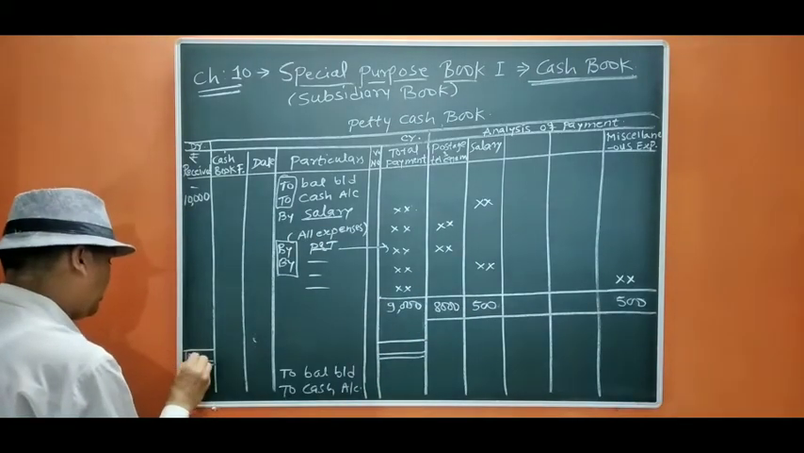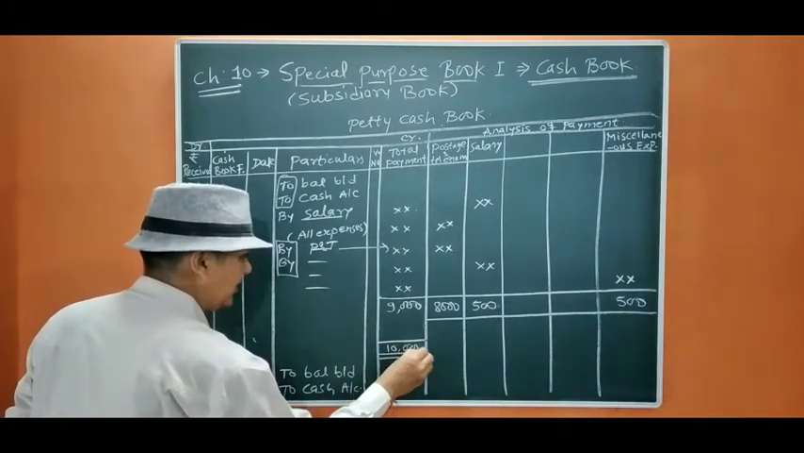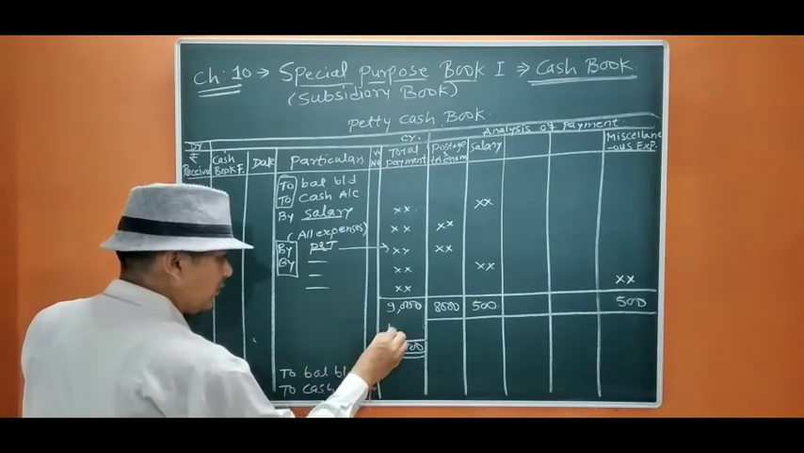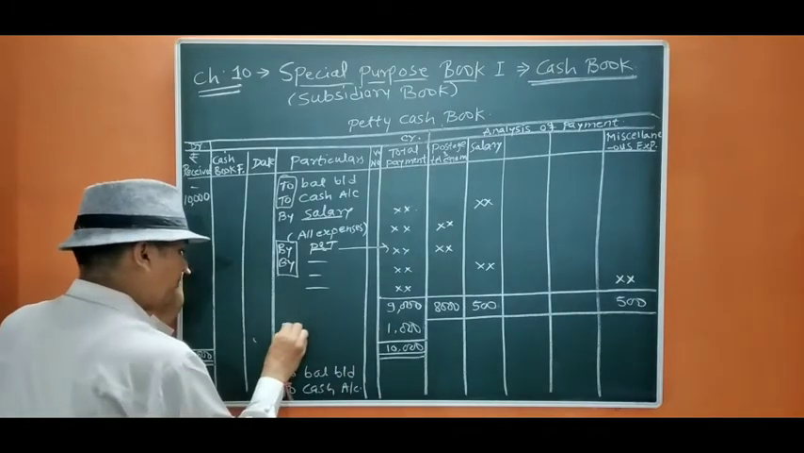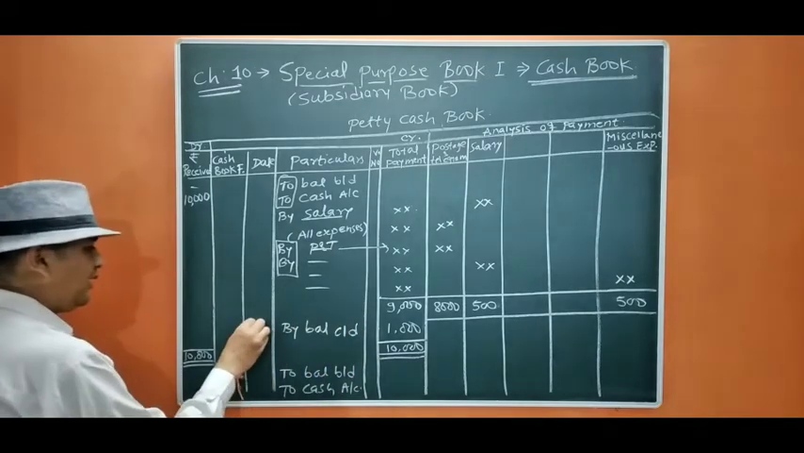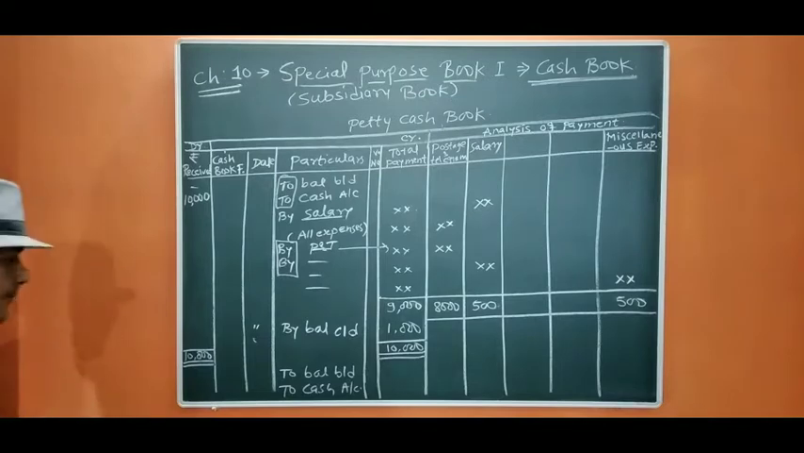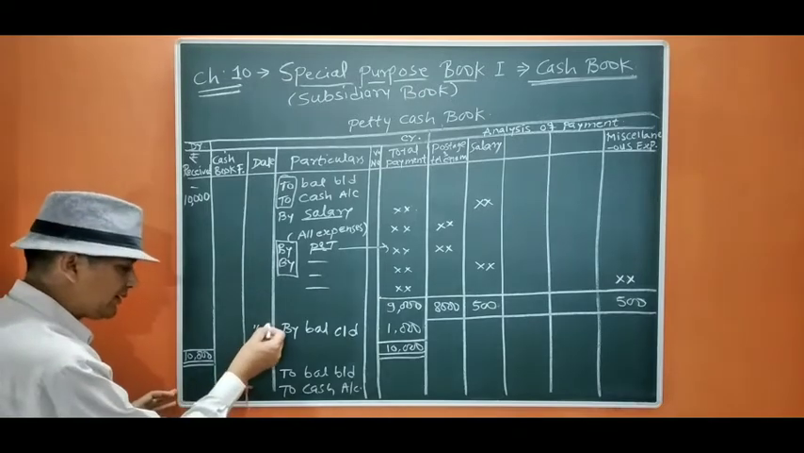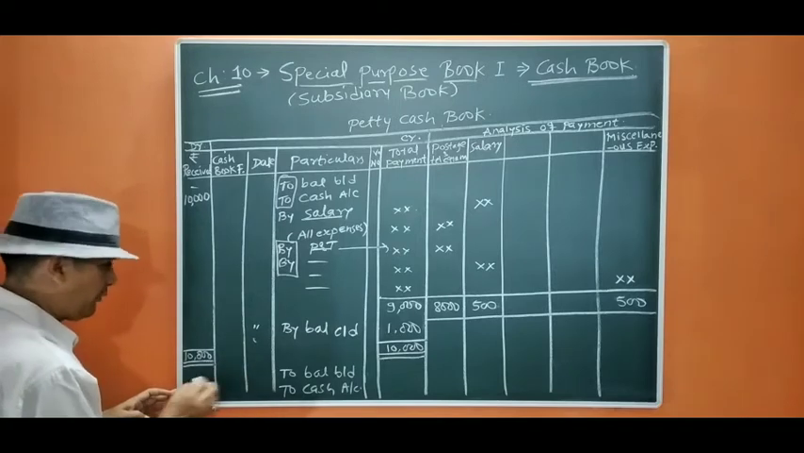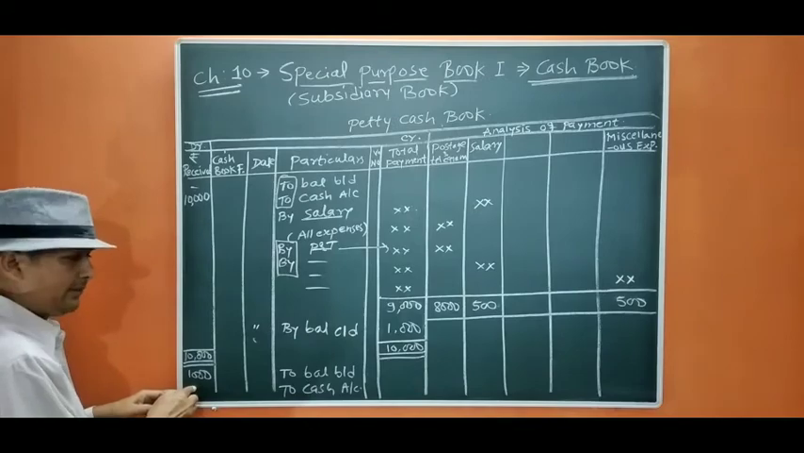Now we are going to close this. We are having total 10,000 rupees with us. Out of that 9,000 has been spent. So 1,000 will be the balance carried down, at the end date of the petty cash book. Okay. Now after this, the balance will be shown again here. 1,000. That balance 1,000 will be shown here.